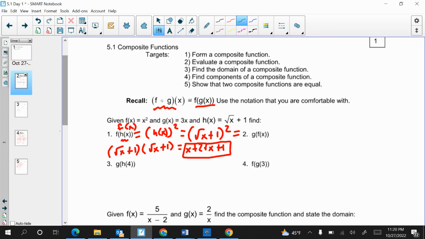Let's see that in action one more time. So again, I have g of f of x. So I'm going to take my g of x, which was 3x, and I'm going to substitute f of x right into that function. So now that is 3 of, hey, f of x is equal to x squared. So I'm going to substitute f of x for x squared. My answer is just 3x squared.